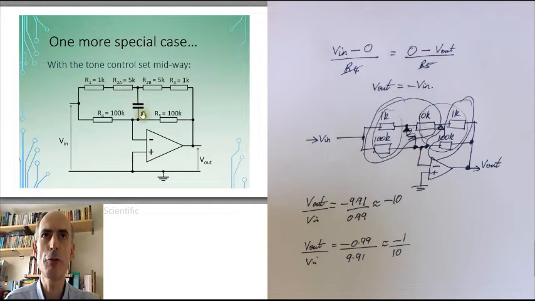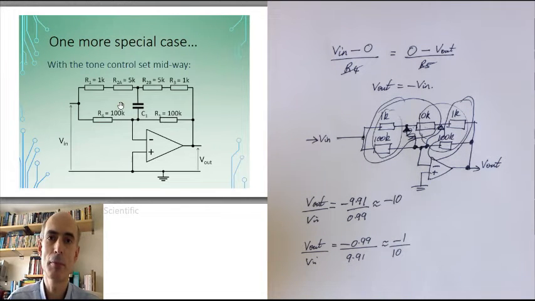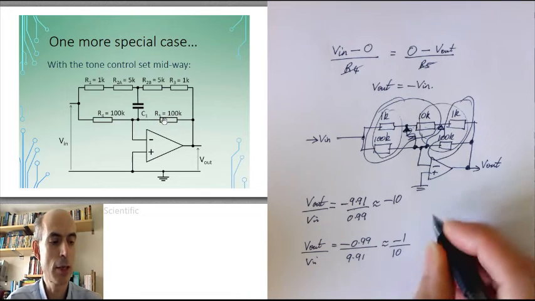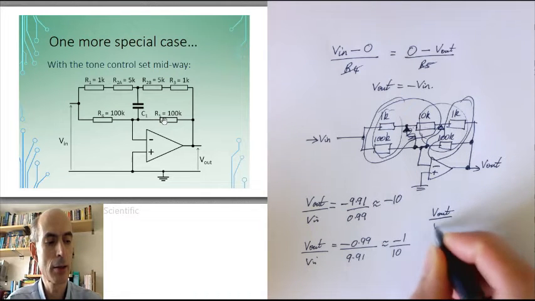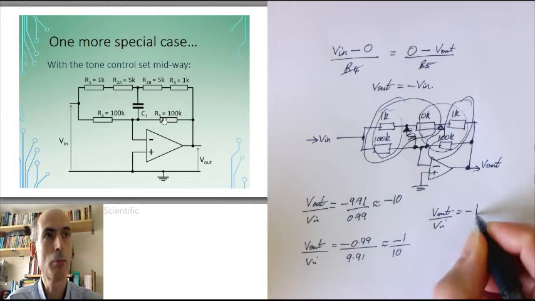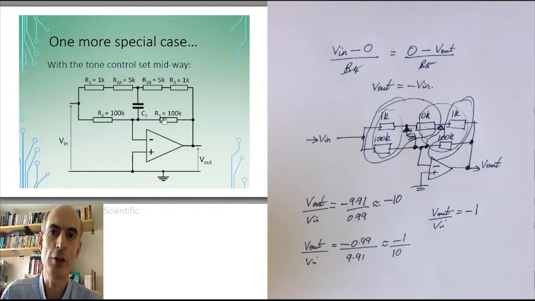So with the same voltage on both sides of the capacitor, there's going to be no current flowing through the capacitor, so effectively the capacitor is not doing anything at all. Here we have exactly the same resistance on the input side as we have on the output side, and that would result in Vout over Vin being -1 at all frequencies. In other words, a completely flat frequency response.